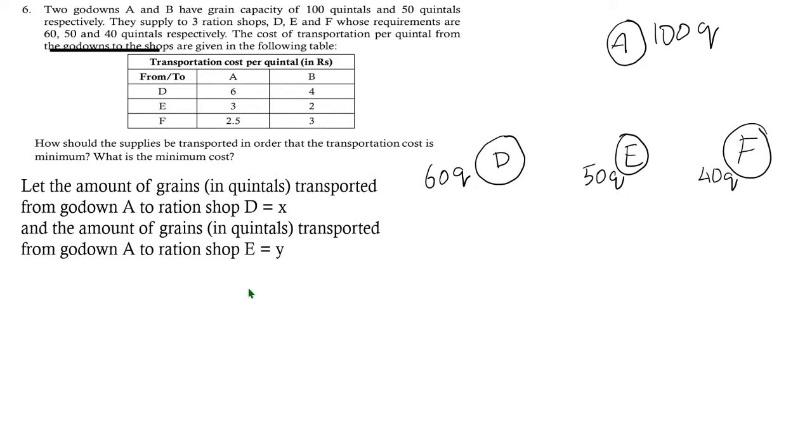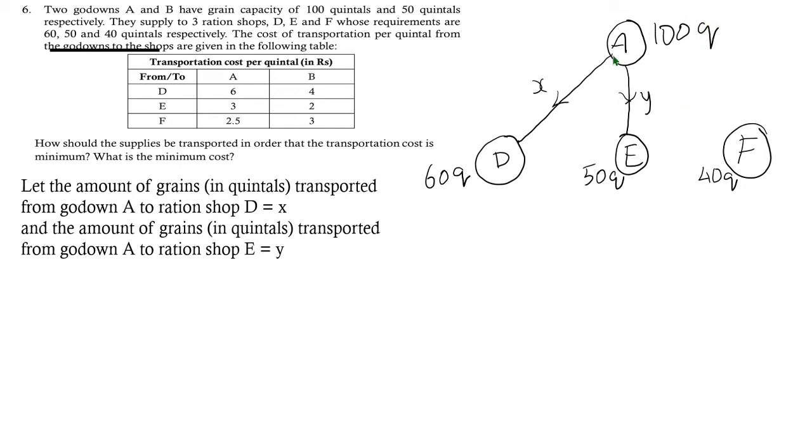Here what we have assumed, that the amount of grains transported from godown A to ration shop D is equal to X. So we have assumed the amount transported from A to D as X, and the amount of grains in quintals transported from godown A to ration shop E is equal to Y. So from A to E, let the amount transported be Y. Here what is the capacity of A? The capacity of A is only 100 quintals.